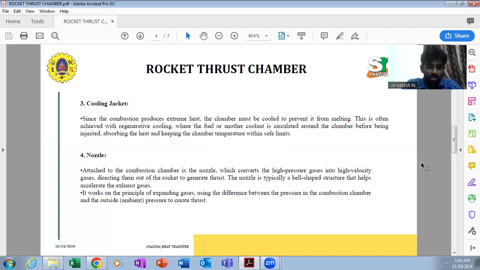Attached to the combustion chamber is the nozzle, which converts the high pressure gases into high velocity gases, directing them out of the rocket to generate thrust. The nozzle is typically a bell-shaped structure that helps accelerate the exhaust gases. It works on the principle of expanding gases, using the difference between the pressure in the combustion chamber and the outside pressure to create thrust.